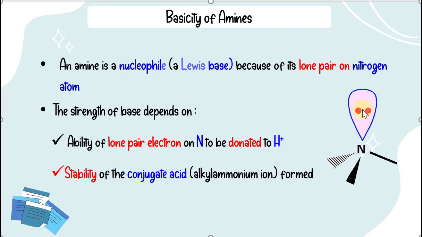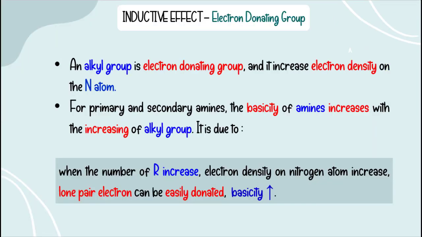Due to the presence of a lone pair on the nitrogen atom of amines, it is classified as a nucleophile, which is a Lewis base. So the strength of the base depends on the ability of the lone pair of electrons on the nitrogen atom to be donated to the proton, and also the stability of the conjugate acid, which is the alkyl ammonium ion formed. Let's have a look at the first effects on basicity of amines.